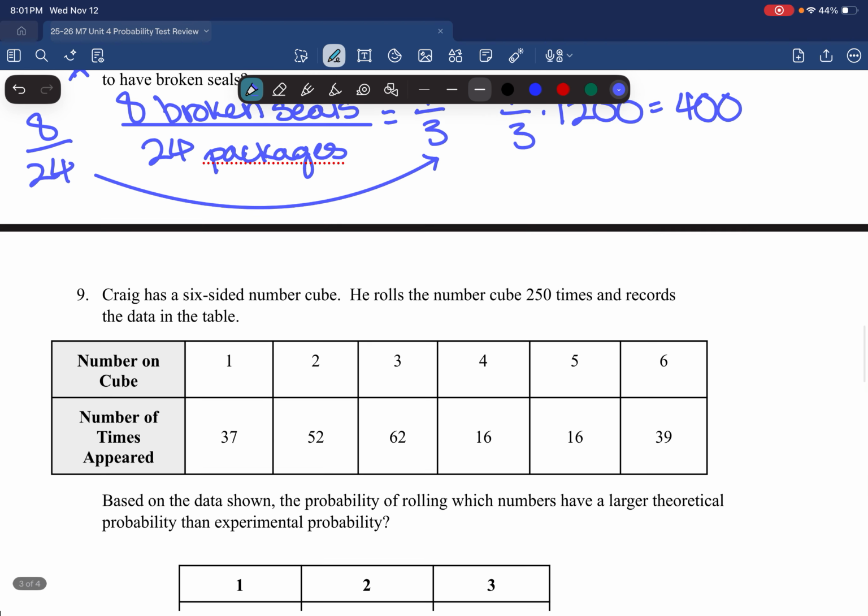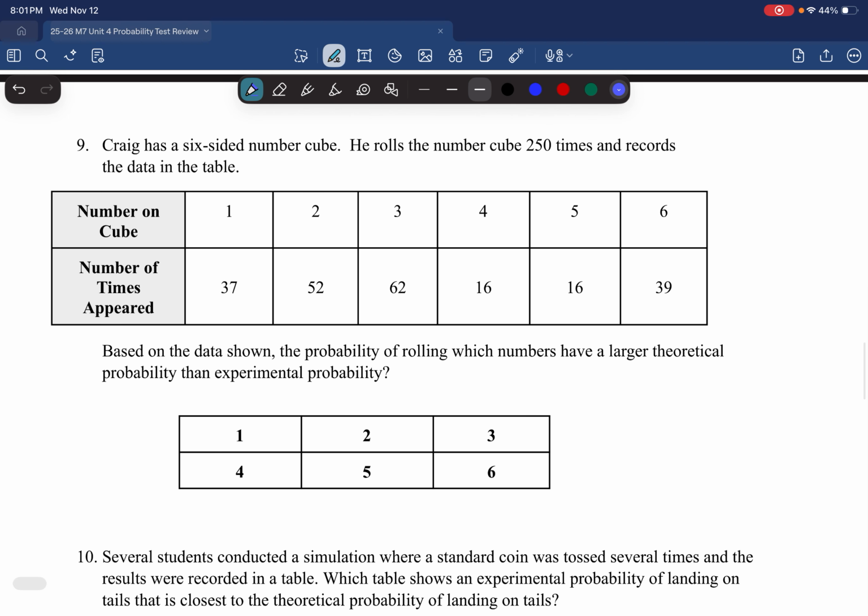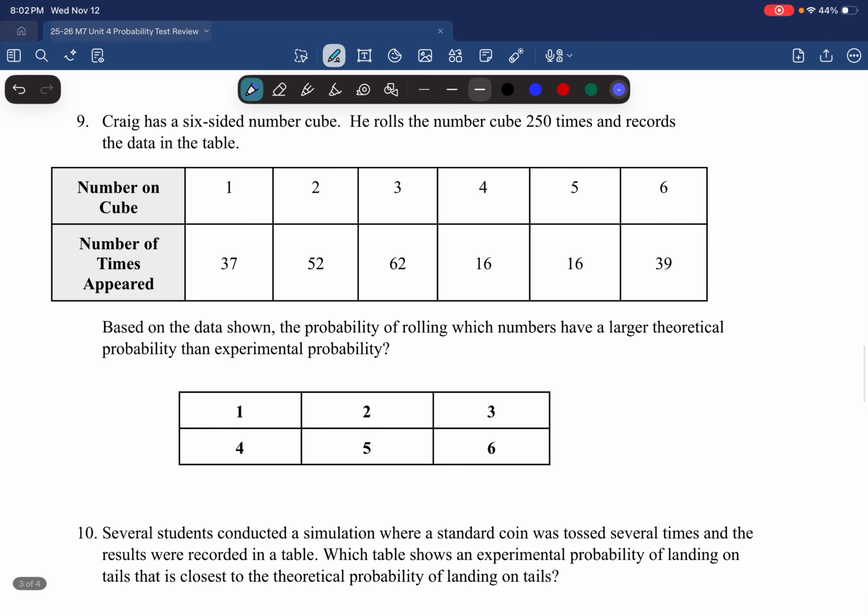All right, next one. Craig has a 6-sided number cube. He rolls the number cube 250 times and records his data in the table. What table is right here? Based on the data shown, the probability of rolling which numbers have a larger theoretical probability than the experimental probability?